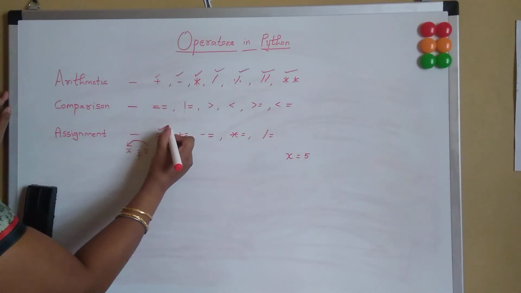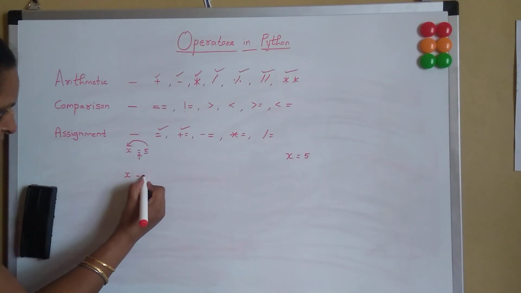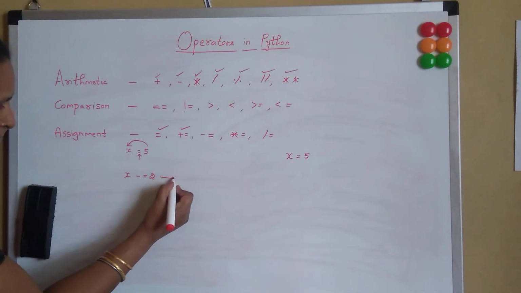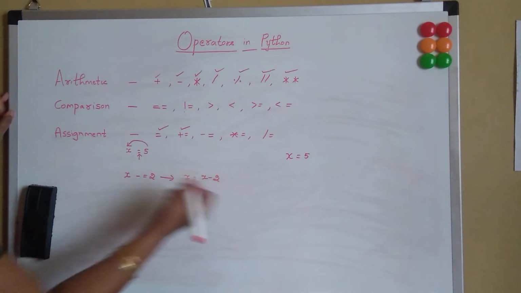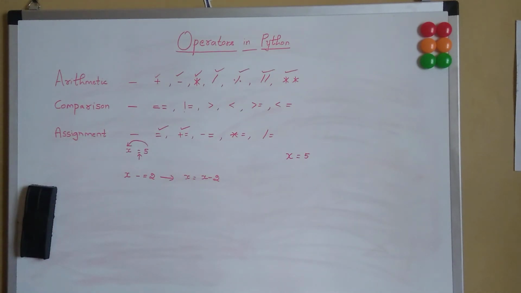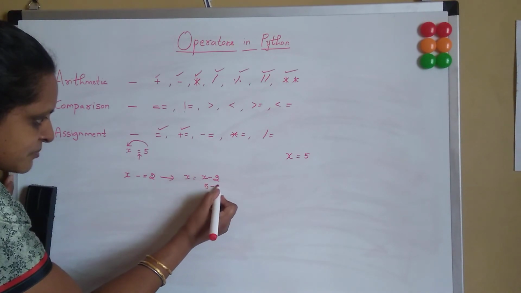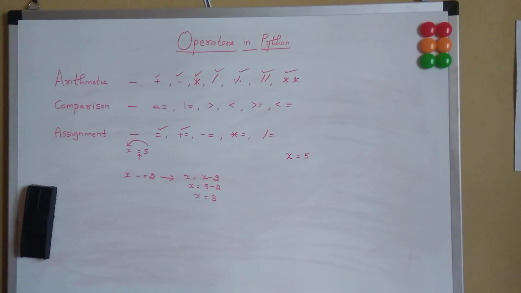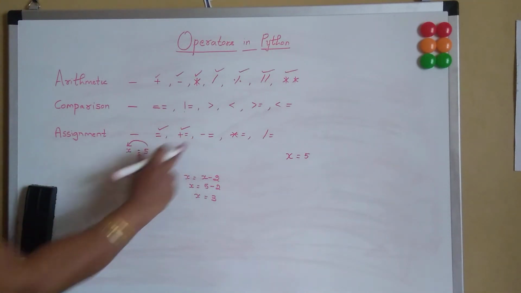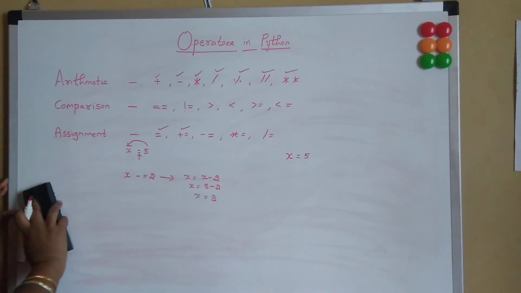Now if I check minus equal to, x minus equal to 2, it is similar to x equal to x minus 2. So the result will again be stored in x. x was having the value 5, so 5 minus 2, x becomes 3. So x minus equal to 2 is the same as x equal to x minus 2.